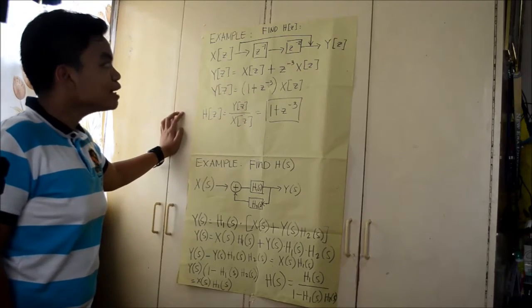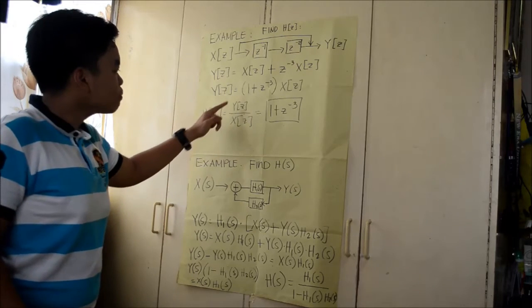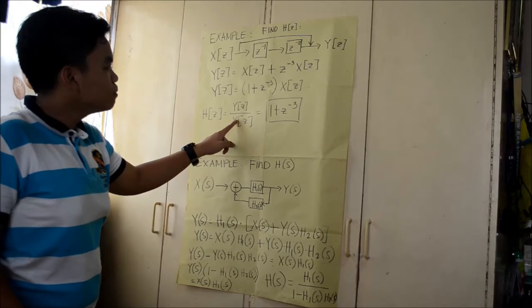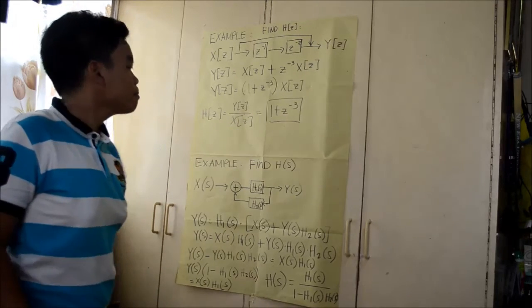Then to find H(z), which is equal to Y(z) over X(z), then it is equal to 1 plus z to the negative 3.